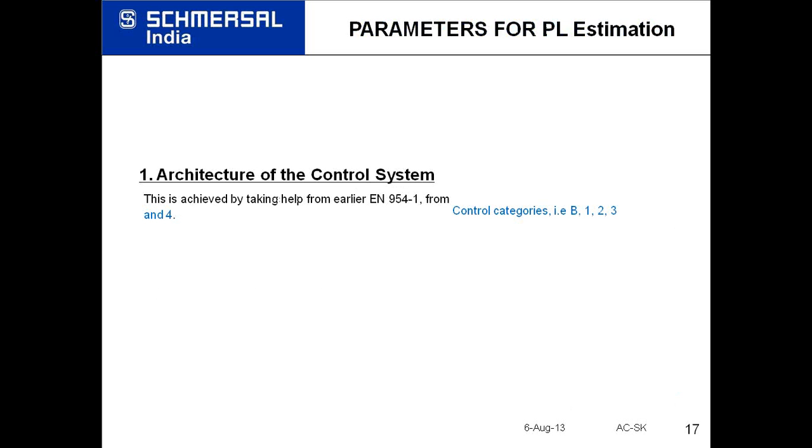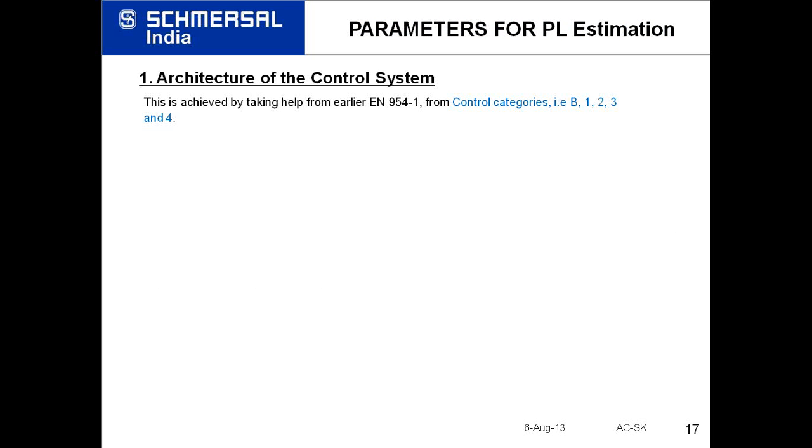And the safety category which I was talking about has been taken from EN 954-1, and they are nothing but control categories like B, 1, 2, 3, and 4. I will explain this again later on. What do these categories mean? Because the new system is also based on this. Okay. So this is one of the parameters which we have to decide to understand what is the level of safety we have achieved or want to achieve on an automation system.